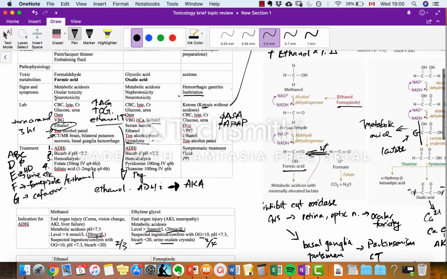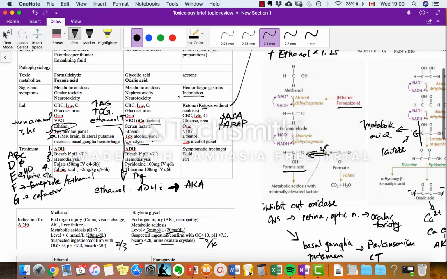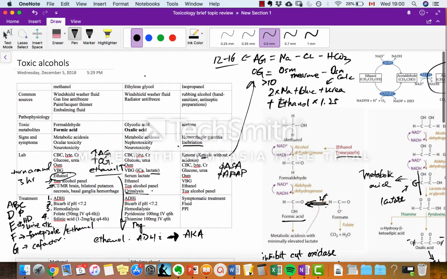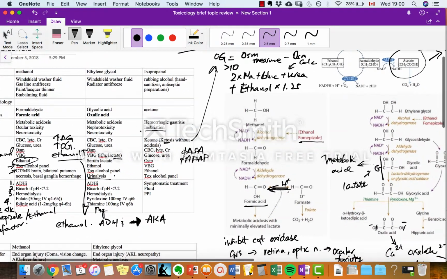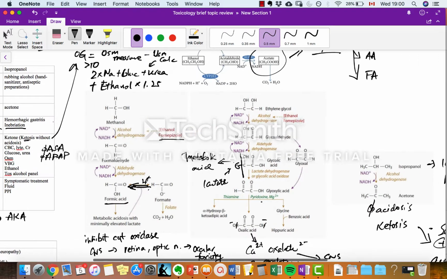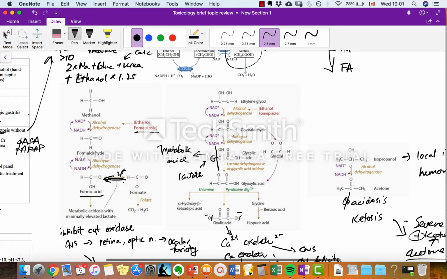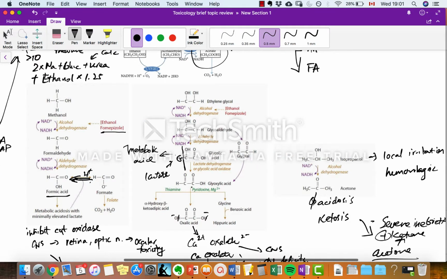In terms of cofactors, there's been more evidence to support use of folinic acid in methanol than pyridoxine and thiamine for ethylene glycol. The reason why we give these cofactors is because of here. Formate can be metabolized by the enzyme 10-formyl tetrahydrofolate dehydrogenase, and it requires folate as a cofactor to be metabolized into CO2 and water. But it is probably not a significant amount, and the clinical significance is questionable.